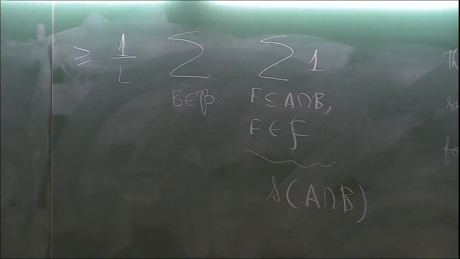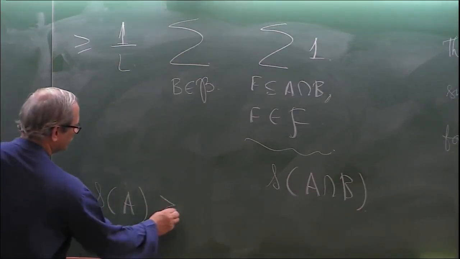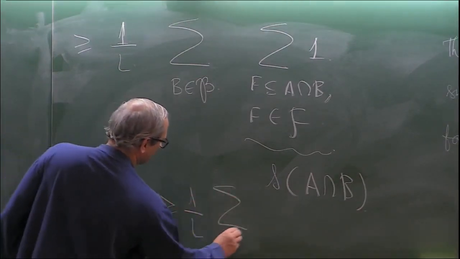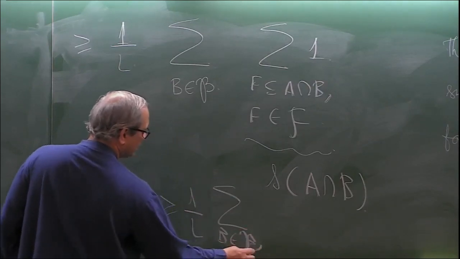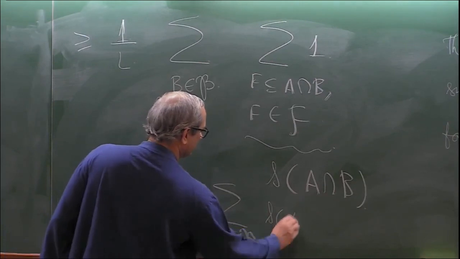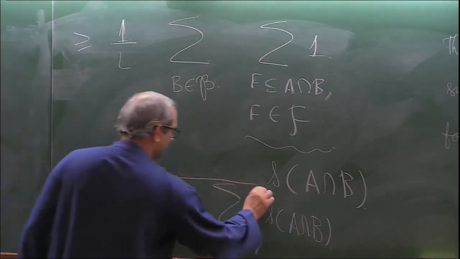Okay, I didn't even give the statement of the lemma. I didn't complete the statement of the lemma. So here, let B be a family of subsets and L be a real number satisfying this condition. Then the conclusion of the lemma, which is not stated yet, is that S of A is greater than or equal to 1 by L times the sum over B in the family of S of A intersection B. So this is the conclusion of the lemma.